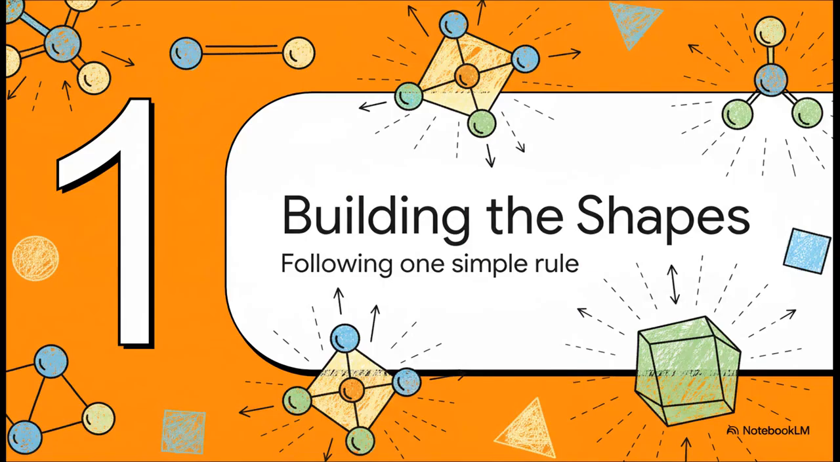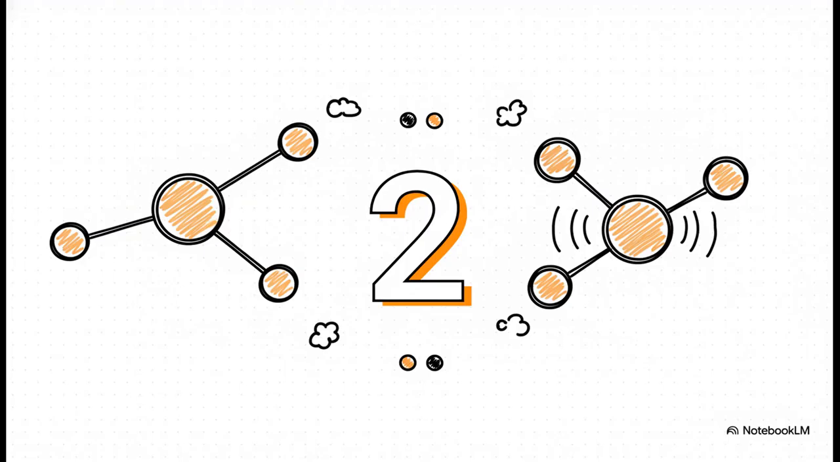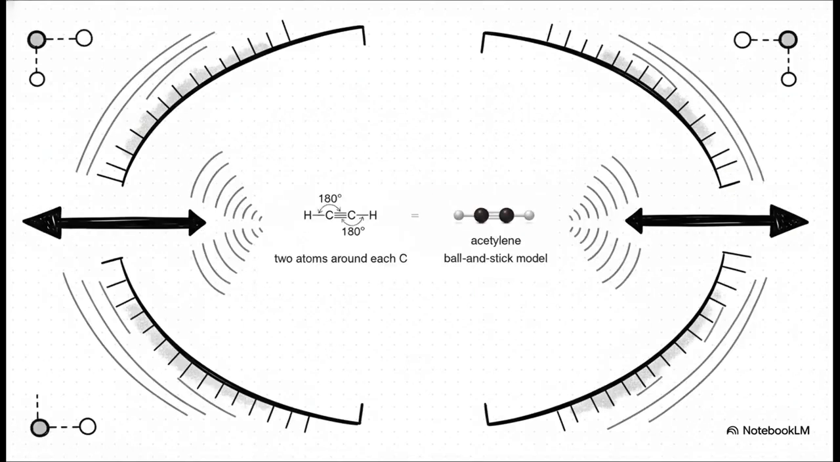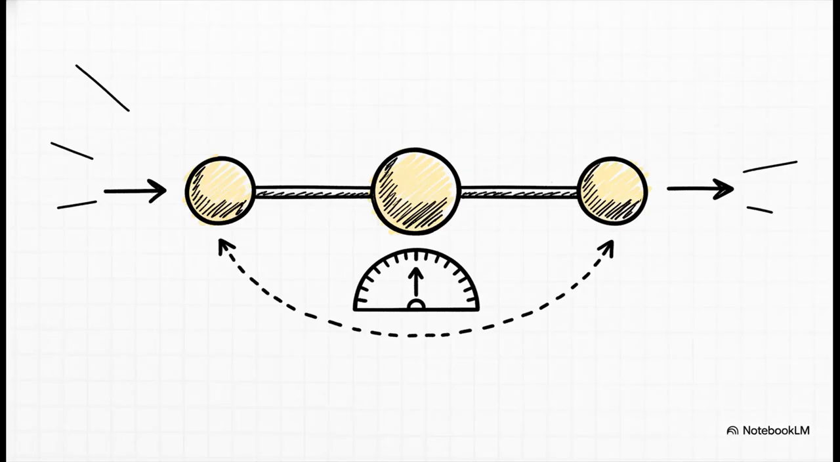So let's see this in action. We're going to build up all the basic molecular shapes from scratch, just using this one simple idea of giving everyone enough elbow room. Okay, let's start with the easiest one. What if you have a central atom with just two other things attached to it? A great example is acetylene. See how each carbon in the middle is only connected to two other atoms? So the big question is, how do those two groups get as far apart as they can? Well, they form a perfectly straight line.